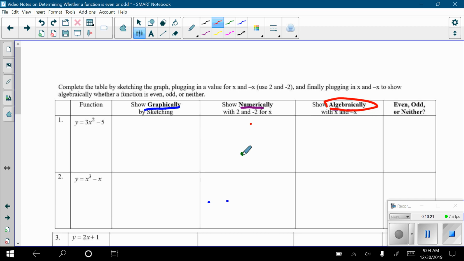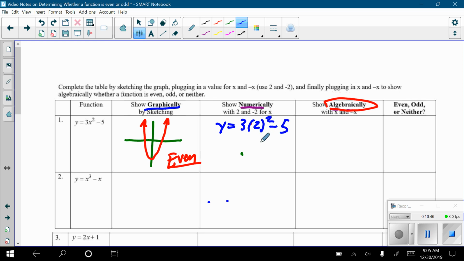That graph looks like this. Definitely has y-axis symmetry, definitely looks like an even function graphically. Now, numerically, the way we're going to show this is we're going to do it with 2 and -2. So we're going to plug in 2 for x, and we're going to see what we get out for y.